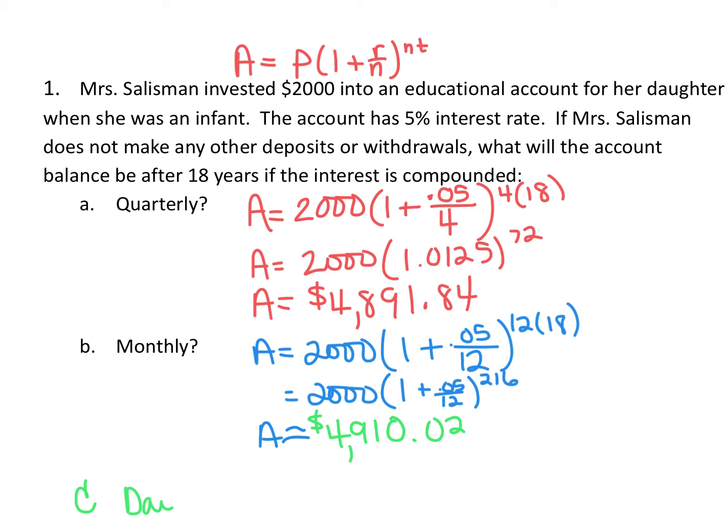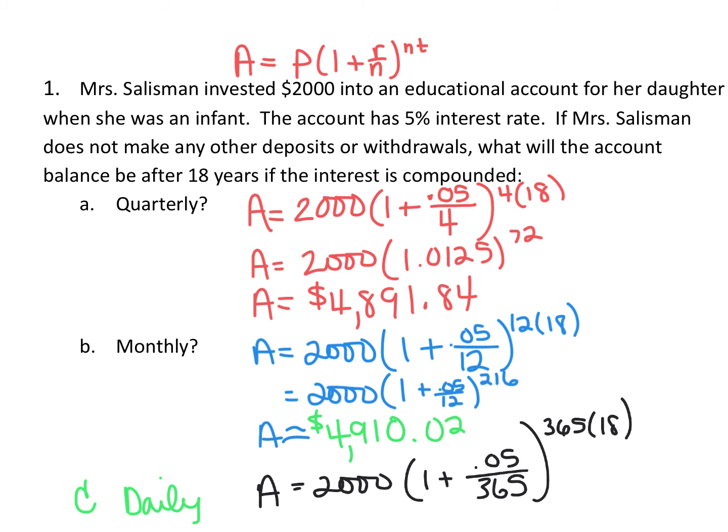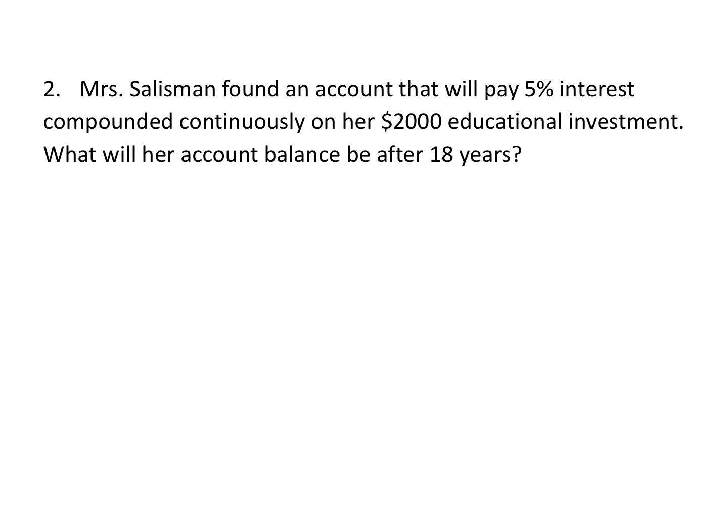Let's check out what would change if we compounded daily. When I put this in, I get $4,918.90. So you should be seeing that the more frequently your interest compounds, the more money you will earn. Now, that's of course if you're earning interest. If you are paying interest, like you are on a mortgage, you're going to be paying more the more frequently it compounds.